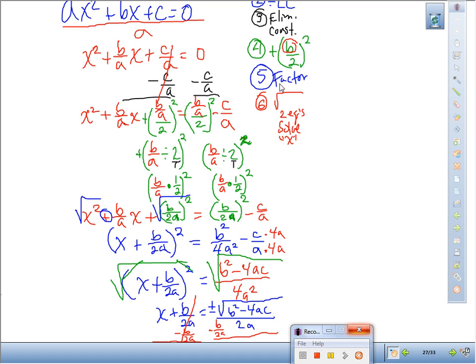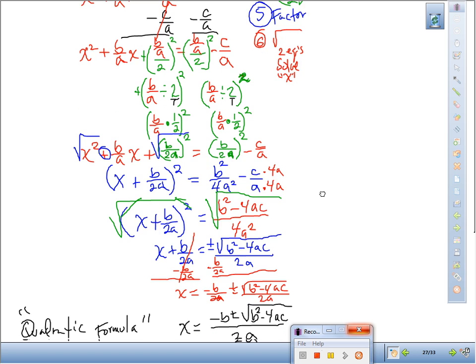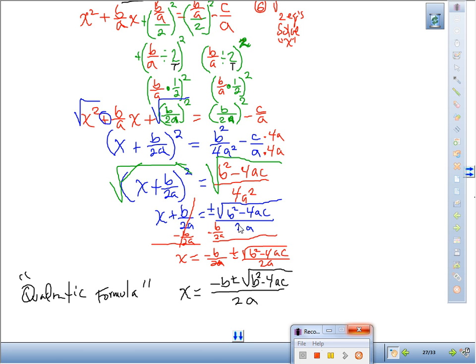From there, we do factor. We factored each part, and we saw that it was a perfect square, so we wrote it like this. And then at the end, square roots, both sides. Then we simplified this side. Then we solved for x. And then we wrote it as 1 fraction. Therefore, we get our quadratic formula.